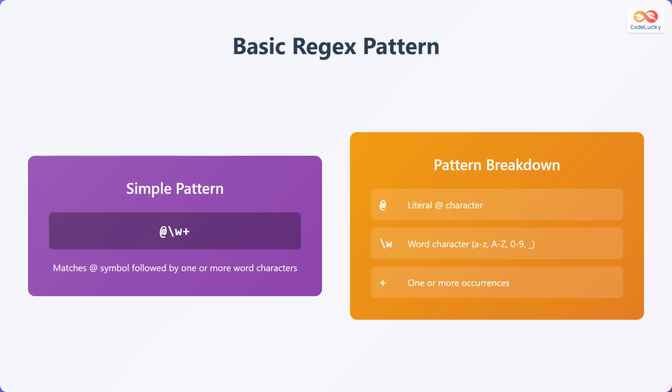Let's start with a basic regular expression pattern. A simple pattern to match mentions is @ followed by \w+. This matches the @ symbol followed by one or more word characters.